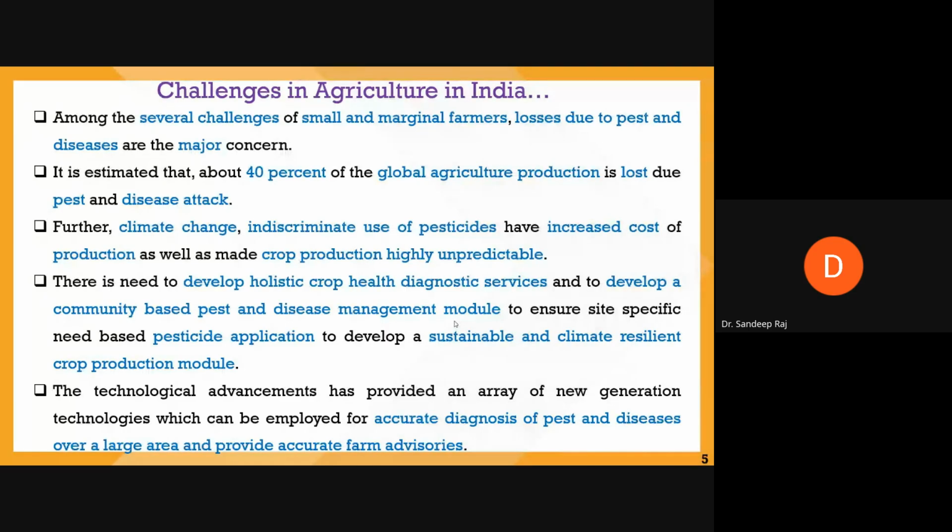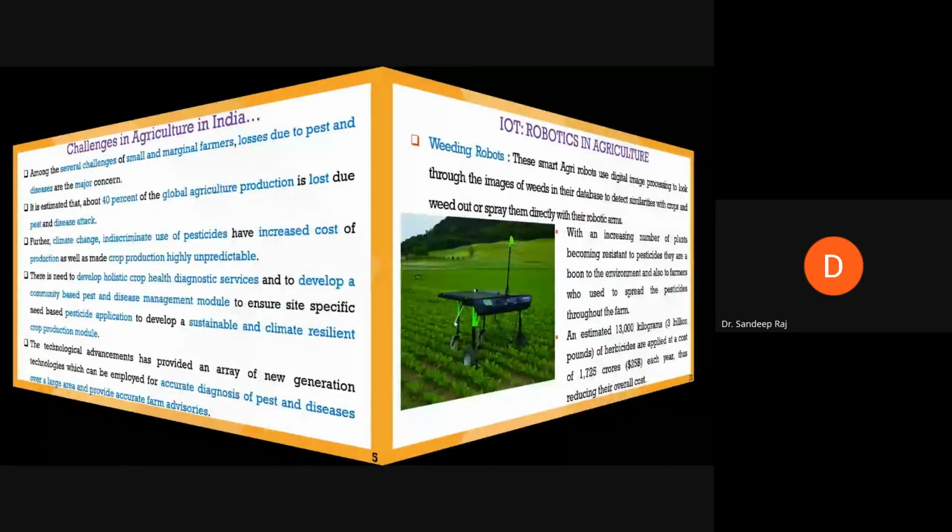Further, climate change and indiscriminate use of pesticides have increased the cost of production as well as made crop production highly unpredictable. There is a need to develop a holistic crop health diagnostic service and a community-based pest and disease management module to ensure site-specific, need-based pesticide application, to develop a sustainable and climate-resilient crop production module. The technological advancements have provided an array of new generation technologies which can be employed for accurate diagnosis of pest and disease over a large area, providing accurate farm advisories.